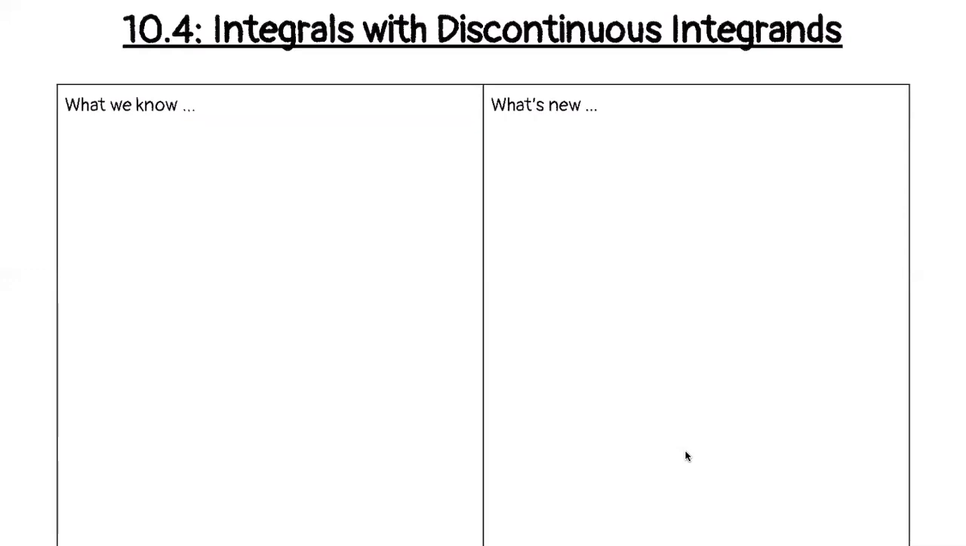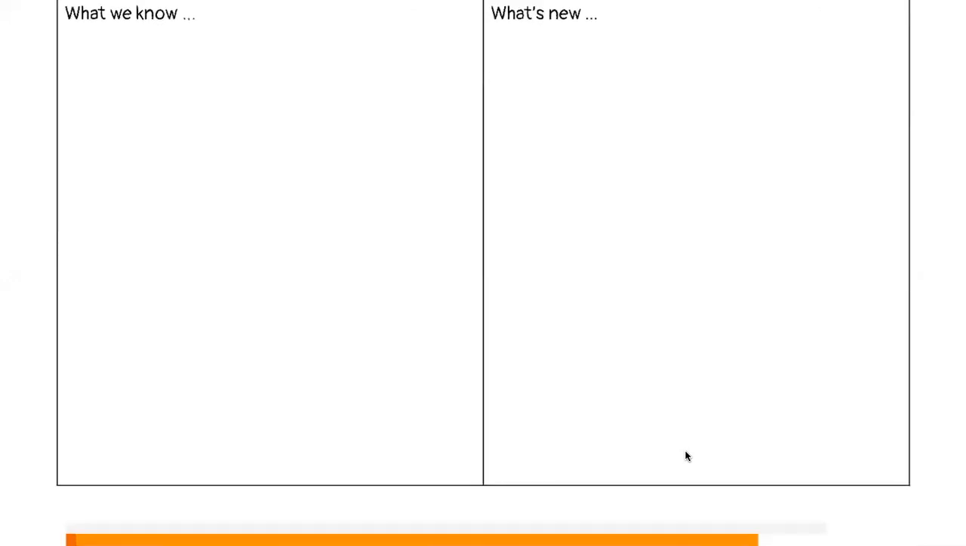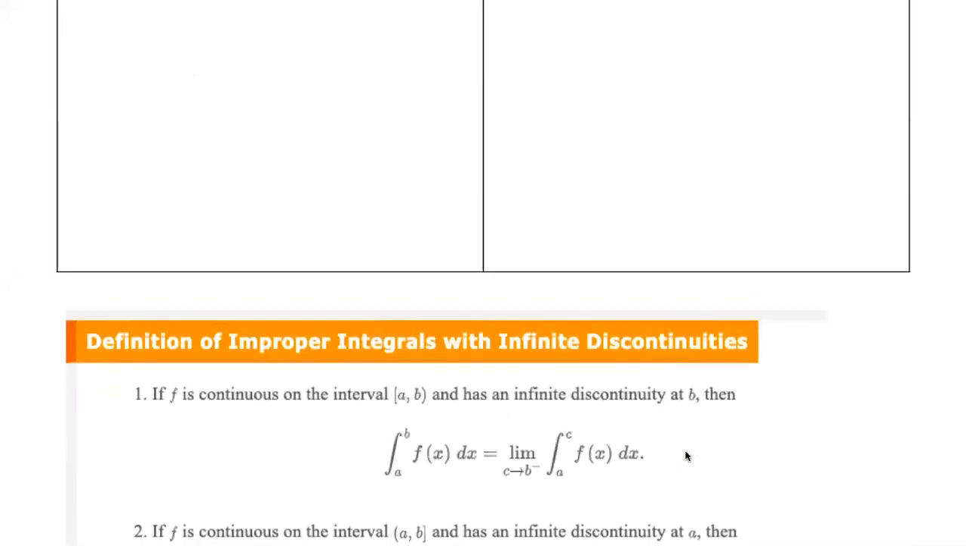All right, so we've got 10.4, we've got discontinuous integrals. And what we're going to be looking at is things that we know, okay? So let's start there. We know that if we have a function that's not a horizontal line, and we're trying to find the area, as long as we have bounds, like from A to B, that we can find that area, okay?